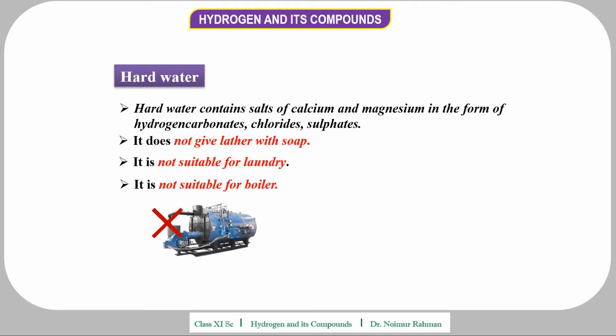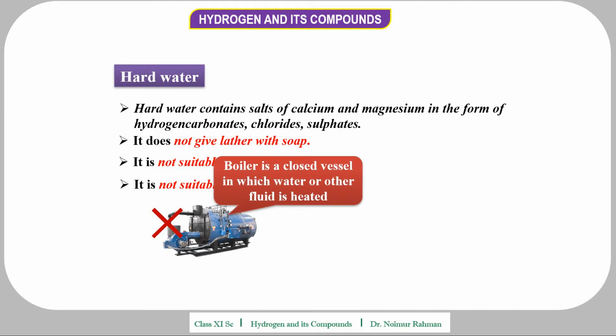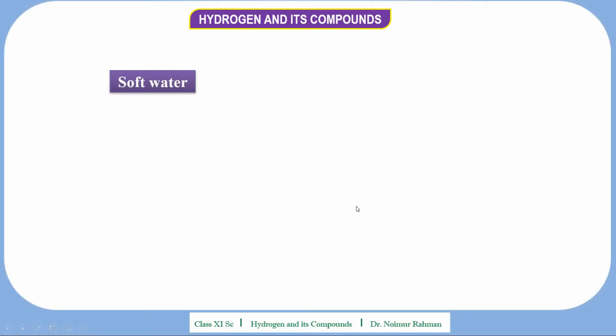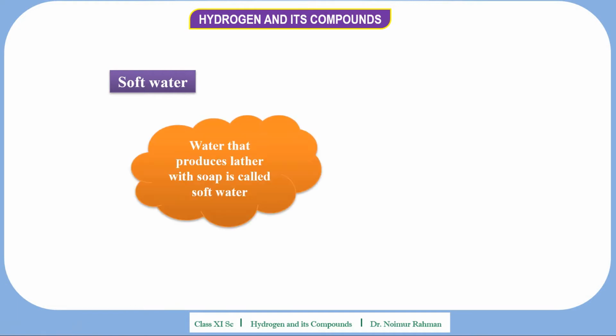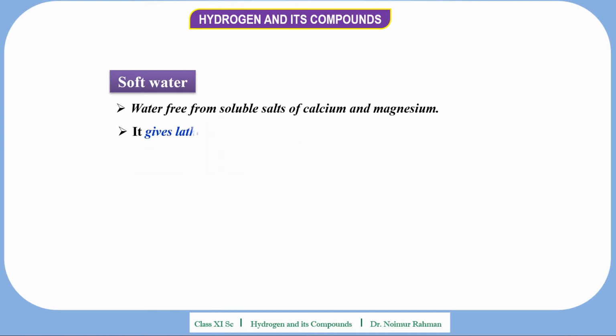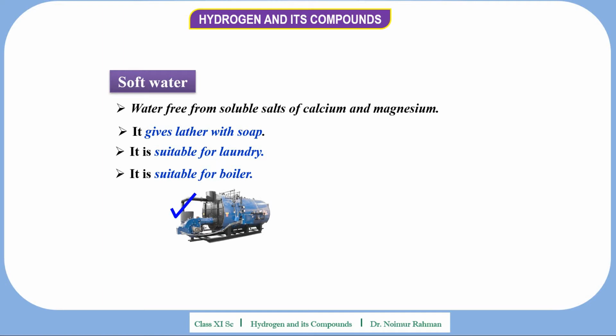It is not suitable for boiler. What is a boiler? A boiler is a closed vessel where water or other fluid is heated. Soft water is the one which produces lather with soap. Soft water is the water free from soluble salts of calcium and magnesium. It gives lather with soap and hence it is suitable for laundry purposes. It is suitable for boiler even.